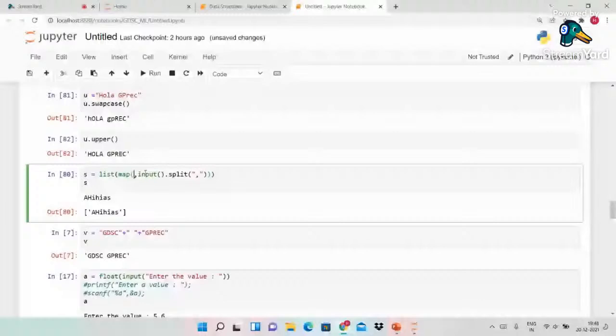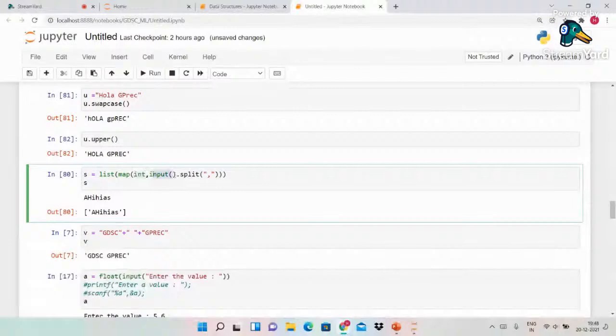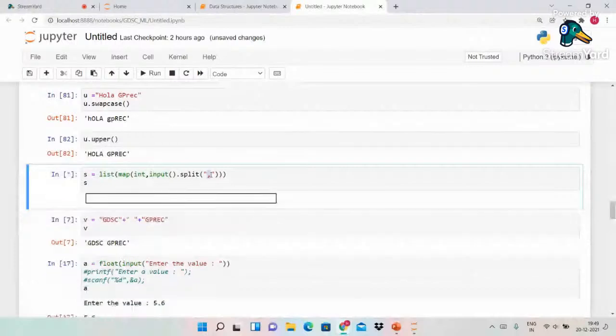Now here I have specified integer, which means all the inputs that I'm taking are of the type int, and I want them to be taken as input. And how do I want them to be taken? By splitting them with a comma. Every element that is split with a comma will be taken as one item. Let's do this. Now I wrote 5, then 6, then 2, then again 0, then 1, something like this.